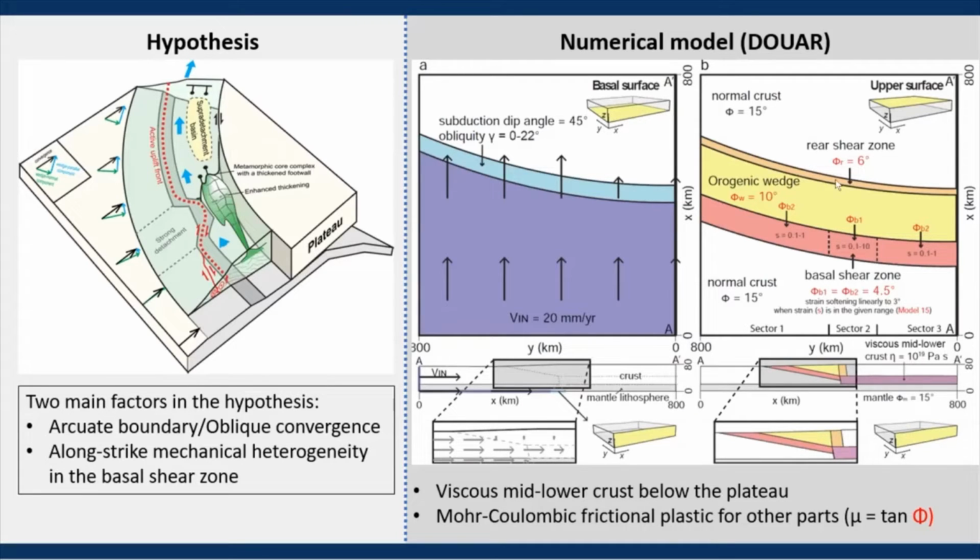And for the orogen part, we divide that into three important parts. That's a rear shear zone, a wedge, and a basal detachment. So in the testing models, we only change the properties of these three parts to see how they can affect the deformation distribution within the wedge.